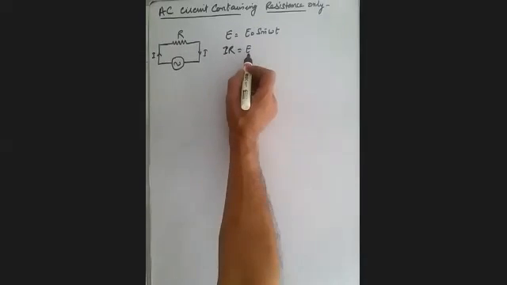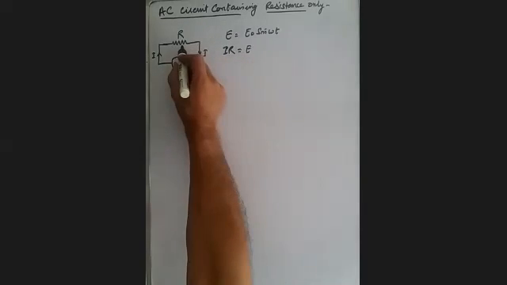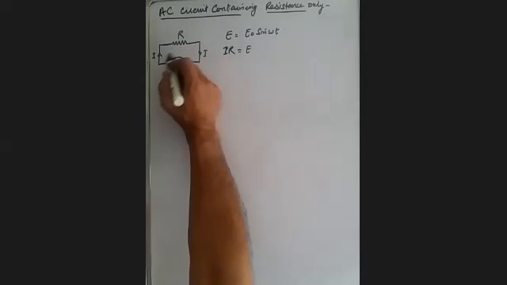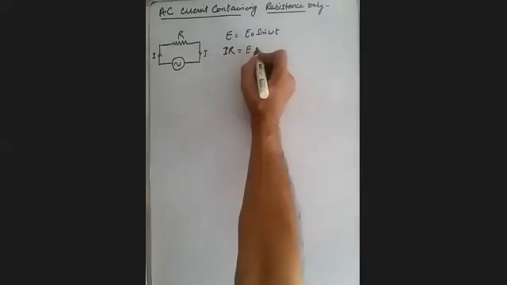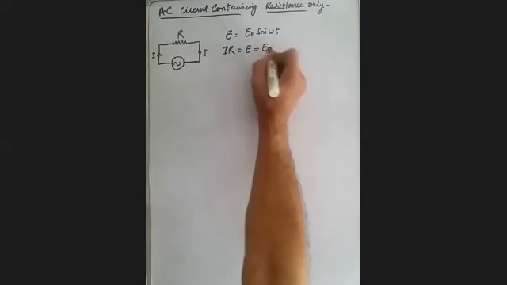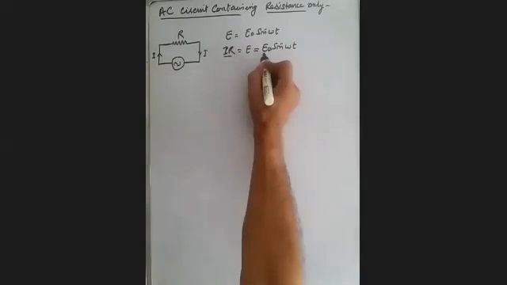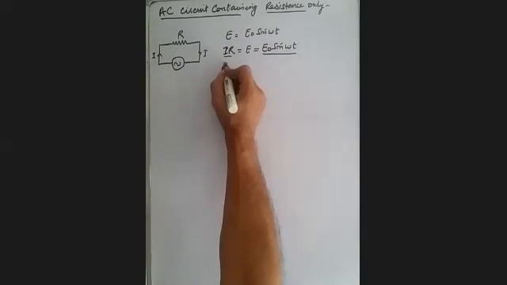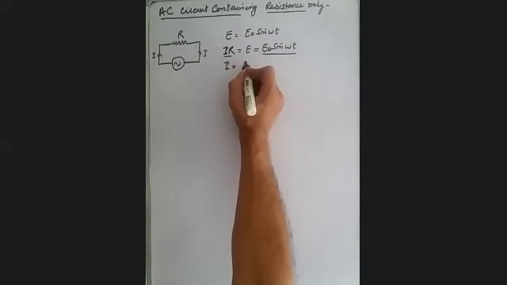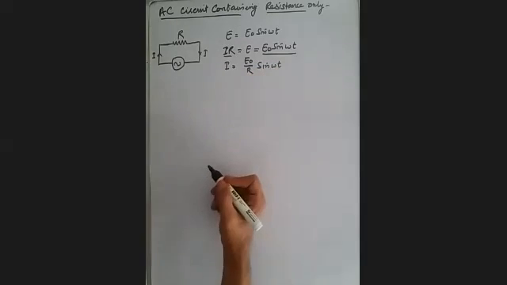The EMF applied at any time must be equal to the potential difference across the resistance at that time for the maintenance of current, for the movement of current through the circuit. And E is equal to, we know, E naught sine omega t. Now using this relation, we can find out the I. So I at that instant will be equal to E naught divided by R sine omega t.